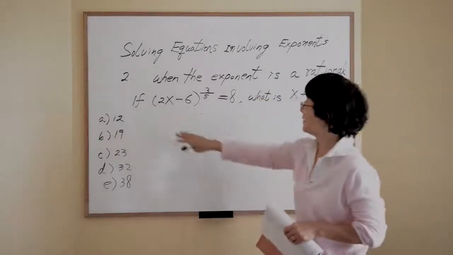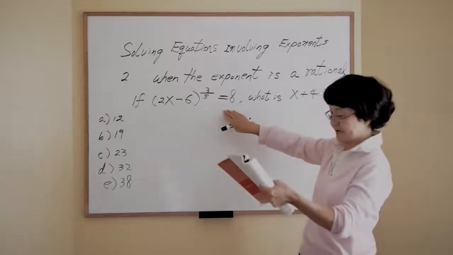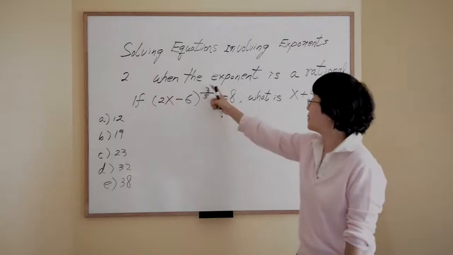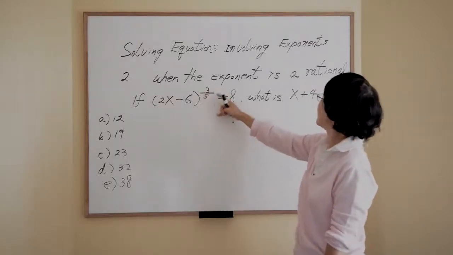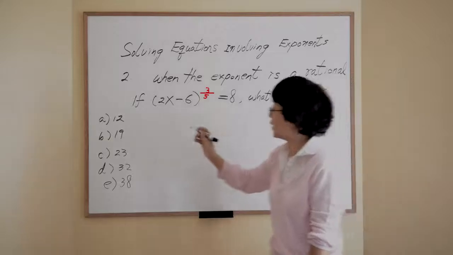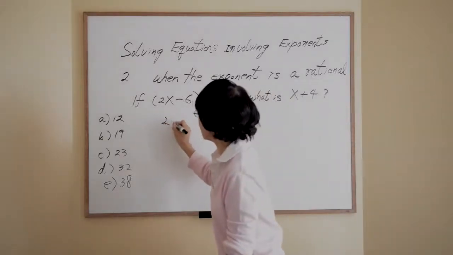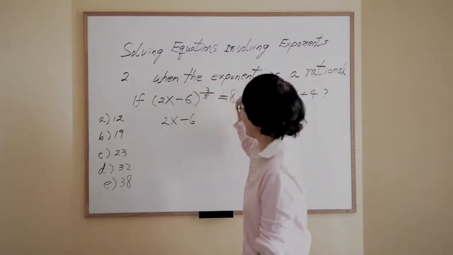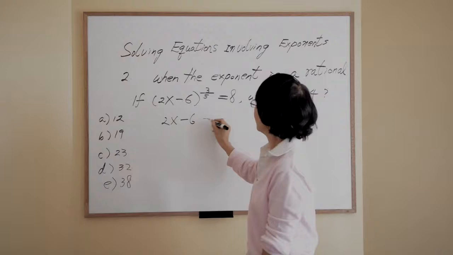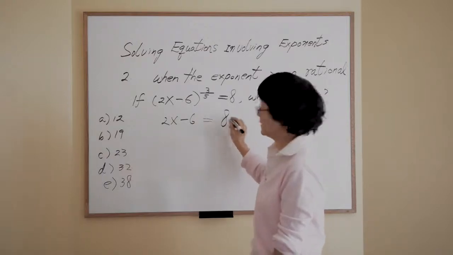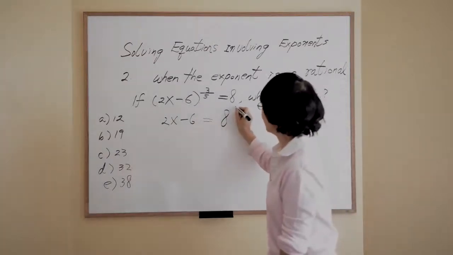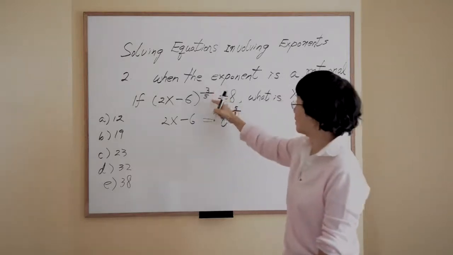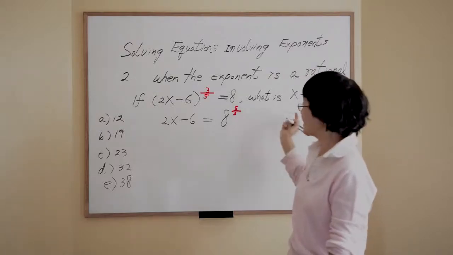Another example. If this thing here equals 8, what is x plus 4? Now remember, we have an exponent that is a rational. What we learned from the previous example is we want to get rid of this. So right away I get rid of it, and it becomes just this. And then what do you need to do to the other side? Yeah, you need to multiply by the reciprocal of what you get rid of. 3 over 5 becomes 5 over 3 here. Okay, so that's how you do it.